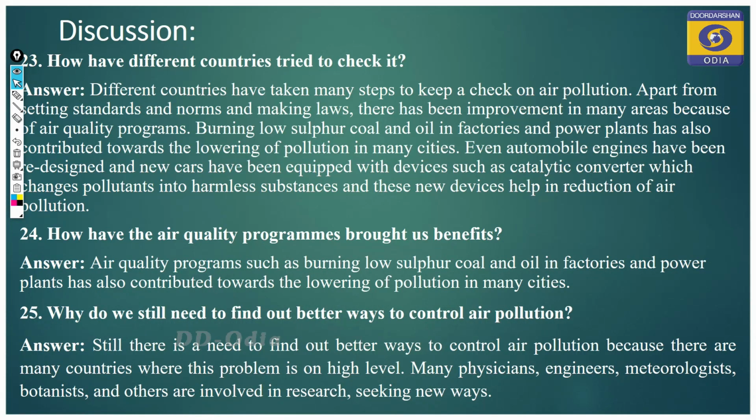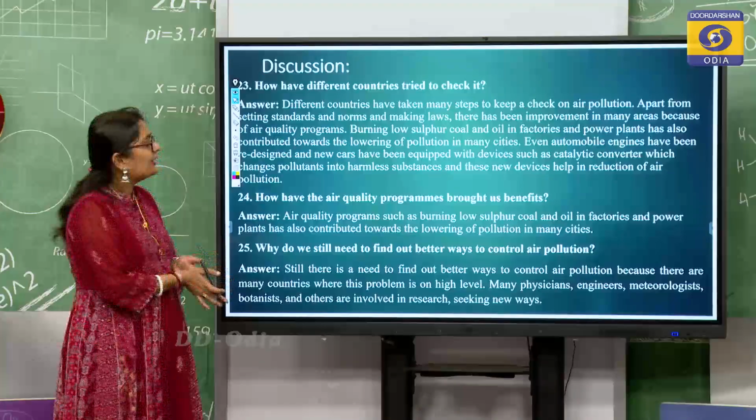But mostly what they have done is they have ensured improvement in air quality by implementation of quality programs. What are those programs? What are the points included in those programs? Burning low sulfur coal. This is the first point. Burning low sulfur coal and oil in factories and power plants has contributed to the lowering of air pollution. If we burn low sulfur coal and oil in factories, air pollution would be less. And what is the second most important point?